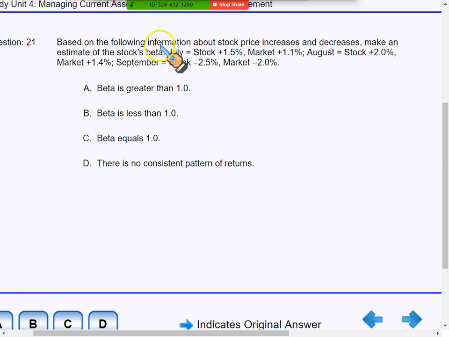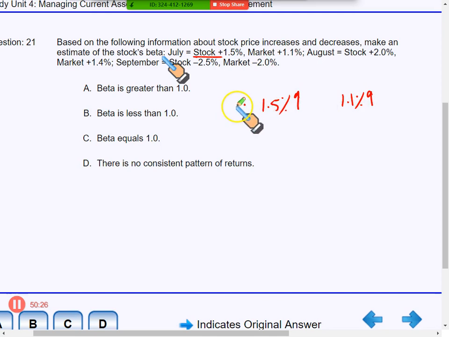Based on the following information about stock price increases and decreases, make an estimate of the stock beta. Faisal, specifically for you, we do not have to calculate beta. We just have to estimate it. We just have to assess it. Look at this. You are talking about a particular stock S. This stock went up 1.5% when the market went up by only 1.1%.